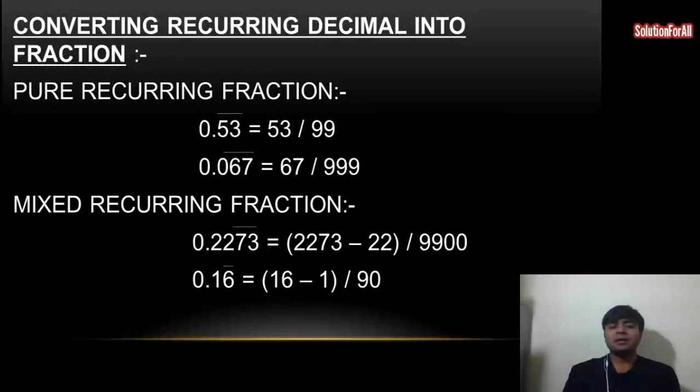I'll take another example, 0.16, I have a bar over 6. I have 1 also after the decimal, it is not having a bar. So I will subtract 1 from 16 first of all and the whole will be divided by 9 one time, because I'm having one recurring digit. I'll write 9, then there is one number that is getting repeated, so I'll write 10 over it. So in this way, we convert the recurring decimals into fractions.